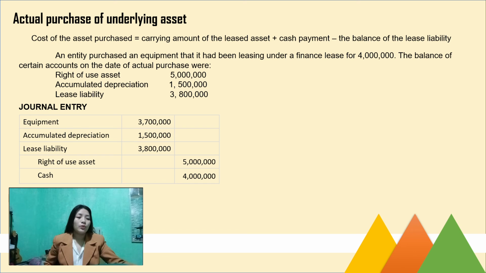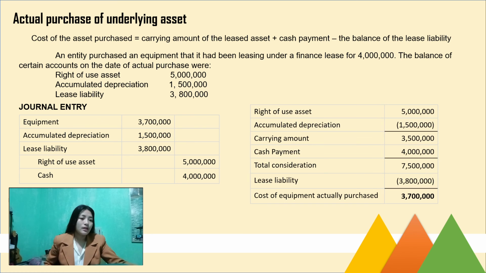So, paano natin nakuha yung 3,700,000? So, here is the computation for that. So, according to the formula, first, kukunin natin yung carrying amount of the leased asset. So, para makuha natin yun, kunin natin yung amount ng right-of-use asset, which is 5 million. Then, ilaless natin yung accumulated depreciation amounting to 1,500,000. So, that will give us 3,500,000. So, ayun na yung carrying amount niya. Then, i-add natin yung cash payment amounting to 4 million. So, 3,500,000 plus 4 million is equals to 7,500,000.